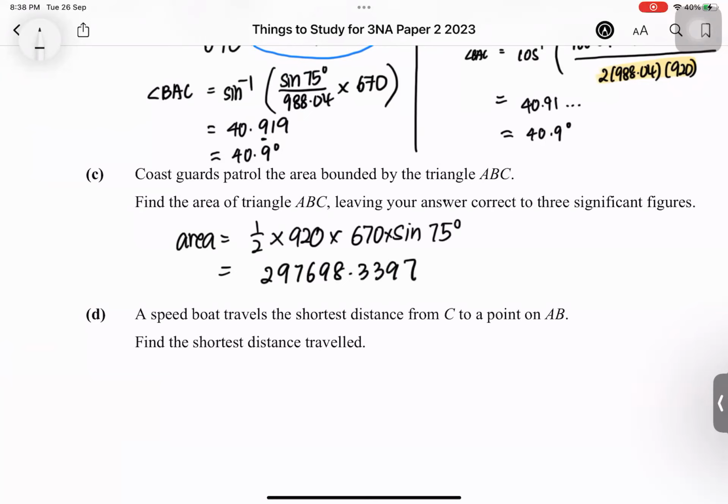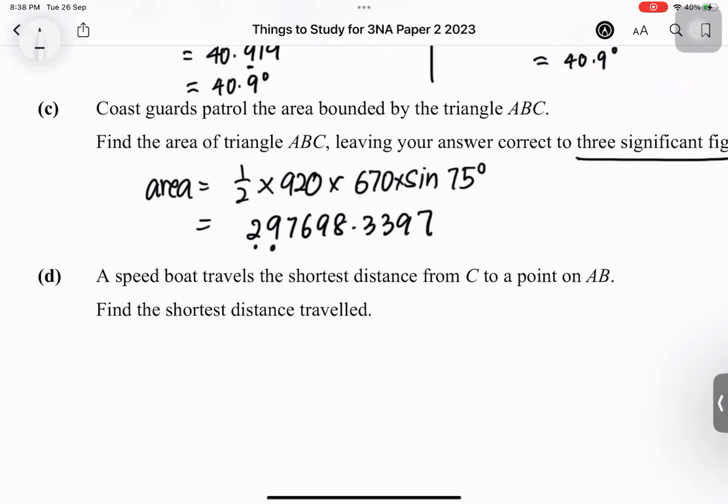297698.3397. Okay, then correct your answer to 3 significant figures. Where is the 3 significant figures? 1, 2, 3, round up. But this is not just 298. There are 1, 2, 3 zeros at the back.